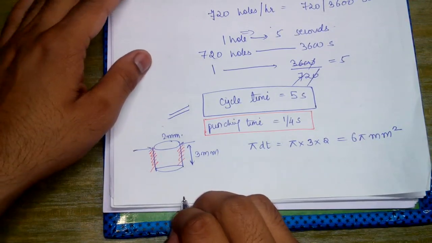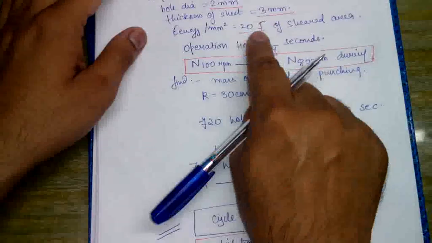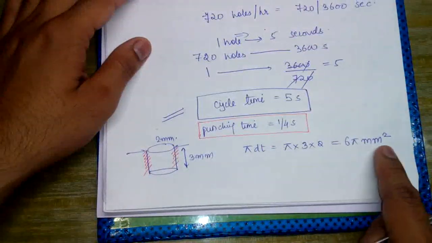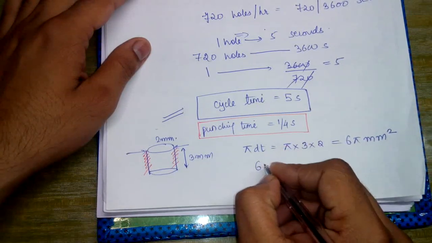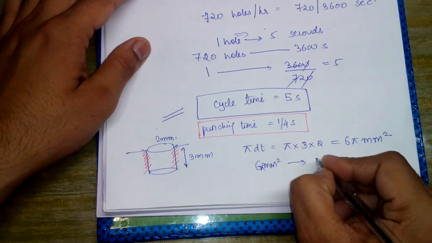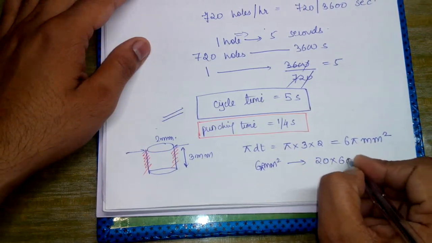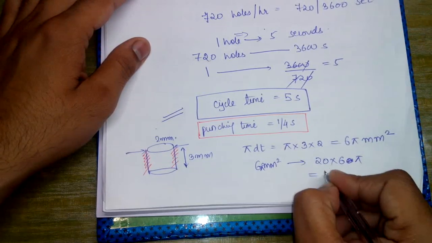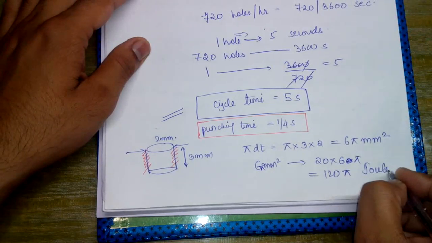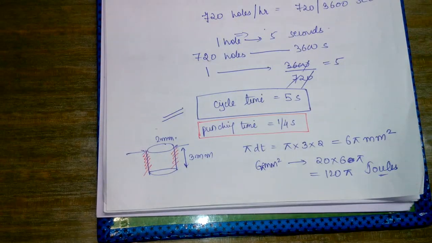We know that 20 joule of energy is required for 1 mm square. So how much energy would be required for 6 pi mm square? The total energy required would be 20 into 6 pi, which equals 120 pi joules. So this much amount of energy would be required for the given problem.